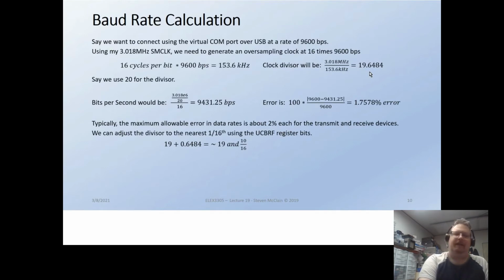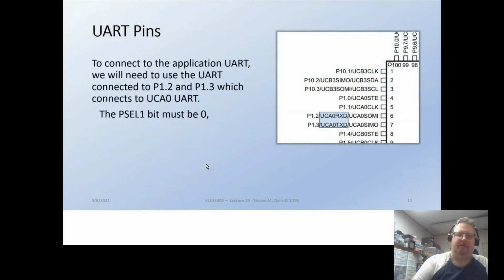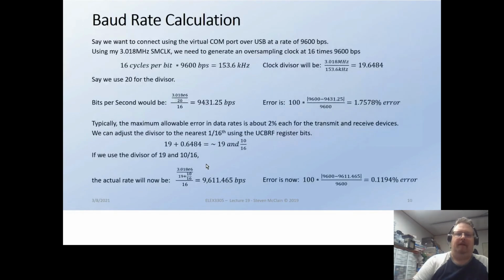Well, the trick they have here is that they allow you to actually specify this 0.6484 in terms of sixteenths. You can actually use a divisor of, let's go backwards, 10 sixteenths. So we have 19 and 10 sixteenths instead of 20. Now we can get our error down to less than a tenth of a percent.